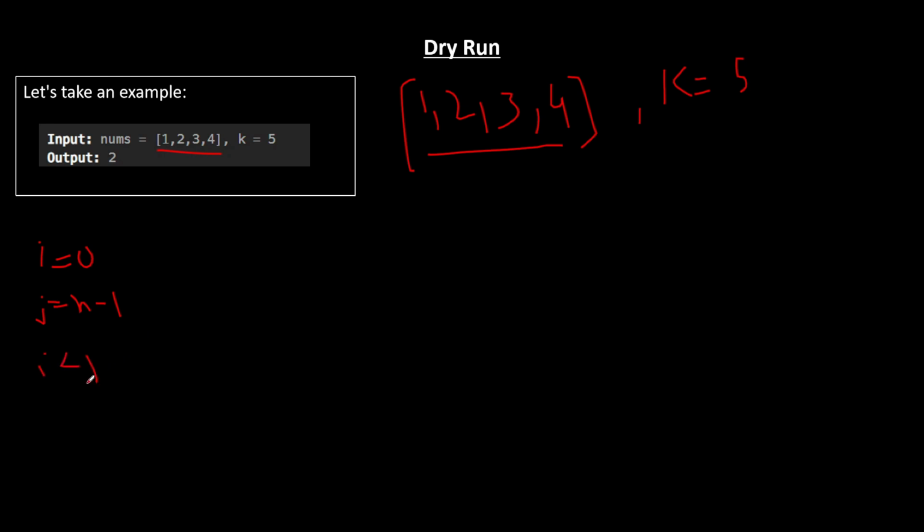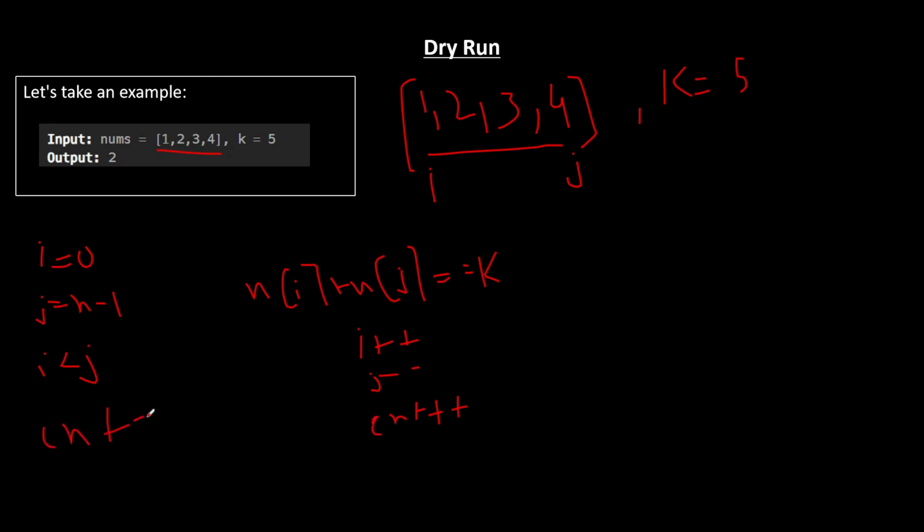Now, while i is less than j. Fine. i is here. j is here. Our first condition was if nums of i plus nums of j equals k, we increment i and decrement j, and the count variable also gets incremented. Fine. Now count is 0. So if we add 1 plus 4, we get 5, which is equal to k. So we increment i and we decrement j.